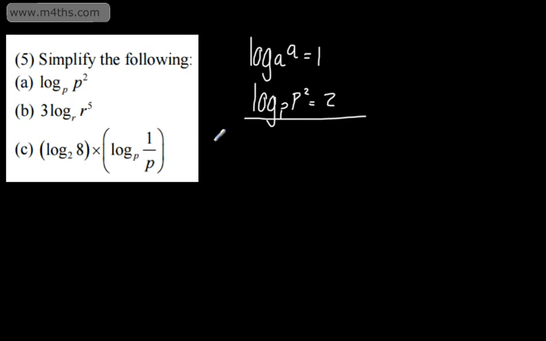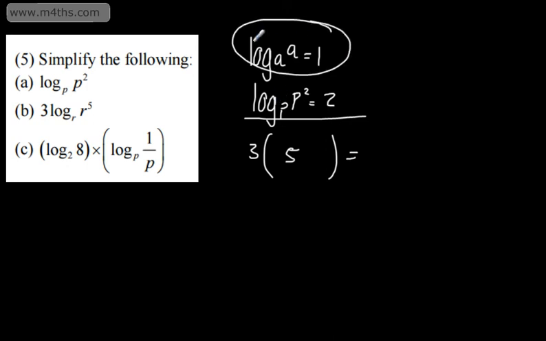If we look at this one, what we've got now is 3 lots of log to the base r of r to the 5th. Well, log to the base r of r to the 5th is just going to give me 5. Just go back to this right here. That's all we're going to have on here. So that's going to be 15.